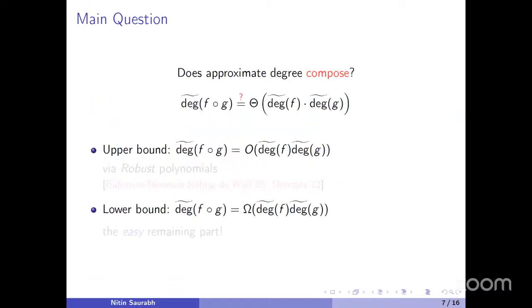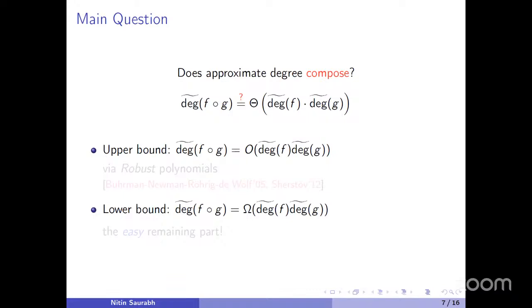So the main question for this talk is, does approximate degree compose, right? So is the approximate degree of f composed with g theta of approximate degree of f times approximate degree of g? Notice that this is easily answered for the degree, the exact representation version. You can prove it yourself, not that hard. Here it's not so clear, right?